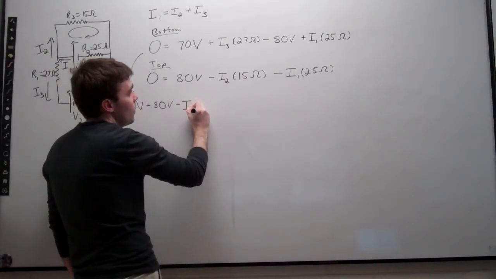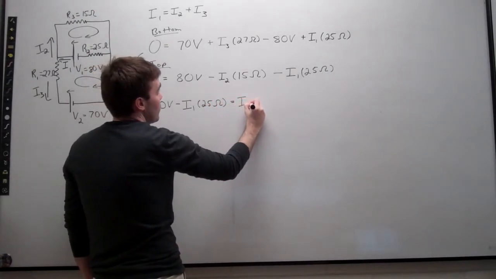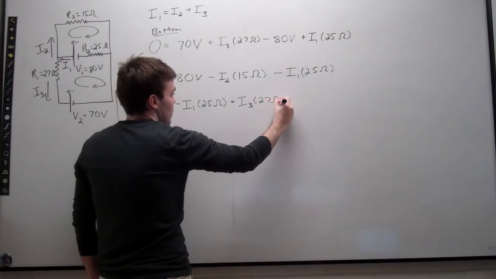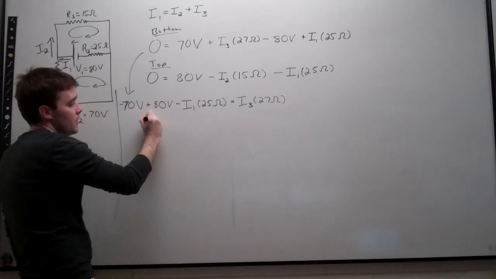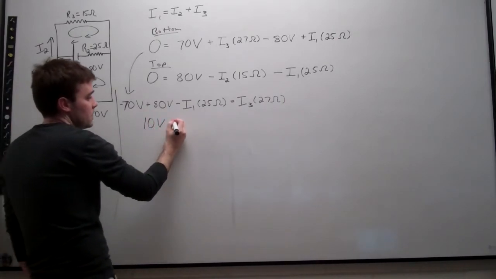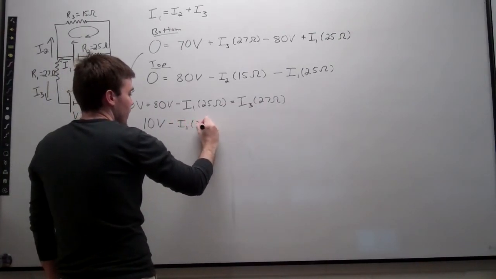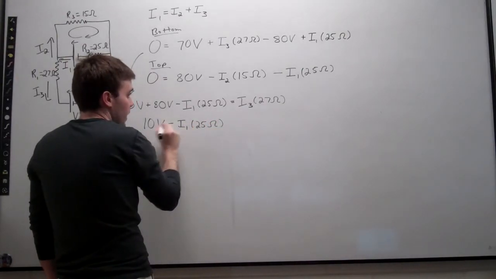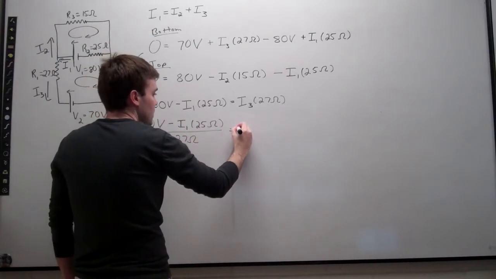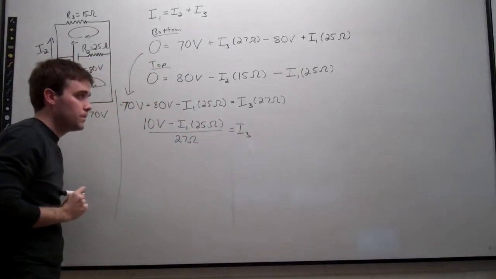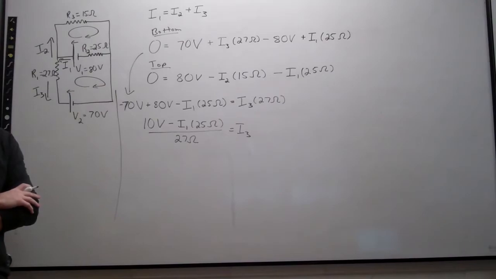Minus I1 times 25 ohms equals I3 times 27 ohms. Okay, so I'm going to combine these two terms and I get 10 volts minus I1 times 25 ohms, and I'm going to divide both sides by 27 ohms, which equals I3. Any questions about what I did there? Just the math?